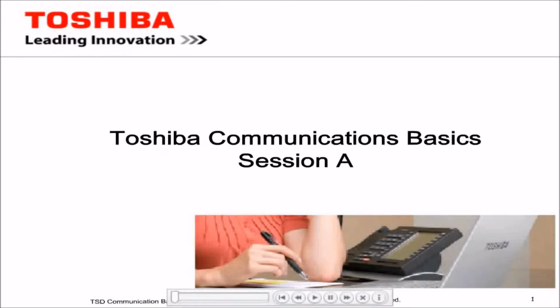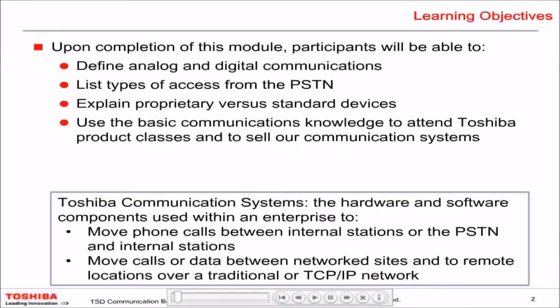This is Session A. This course is designed to provide a high-level overview of basic communications theories and concepts. We're doing this course in preparation for the Toshiba product and technology courses. It's designed for sales reps that are new to the telecommunications industry. There are many online tutorials on the internet for sales reps that want additional information in communication history and theory, local and long-distance practices, regulatory issues, and technologies.